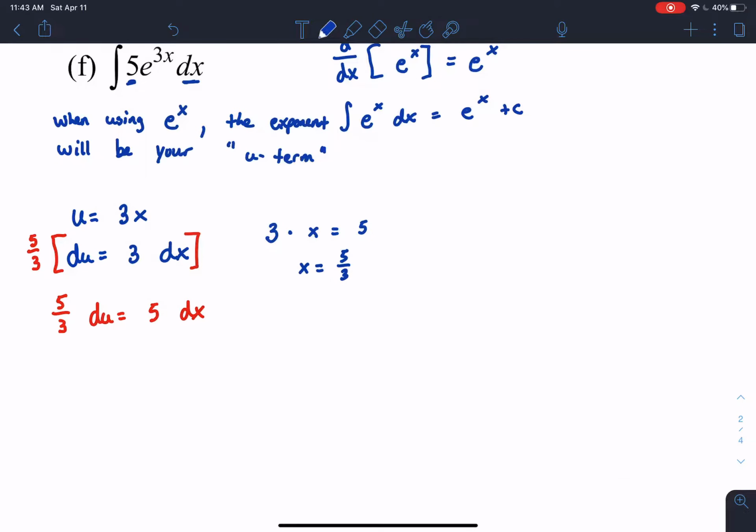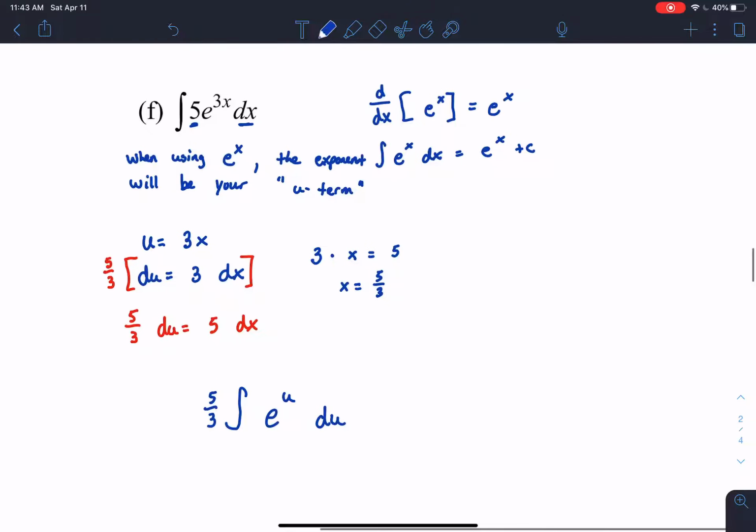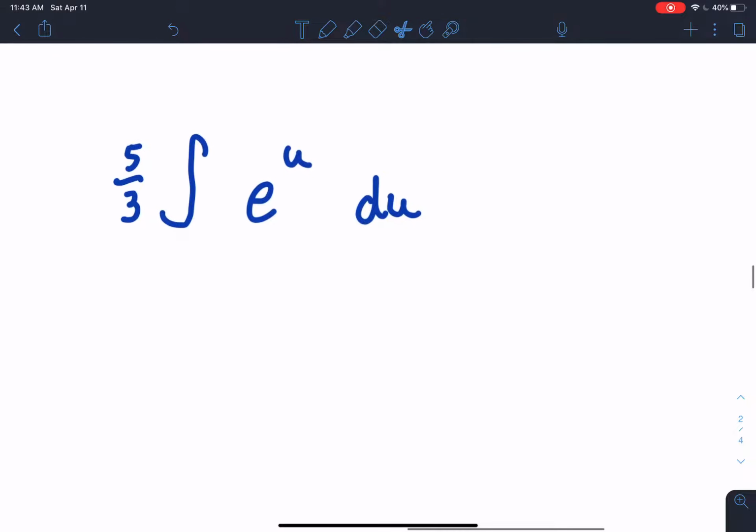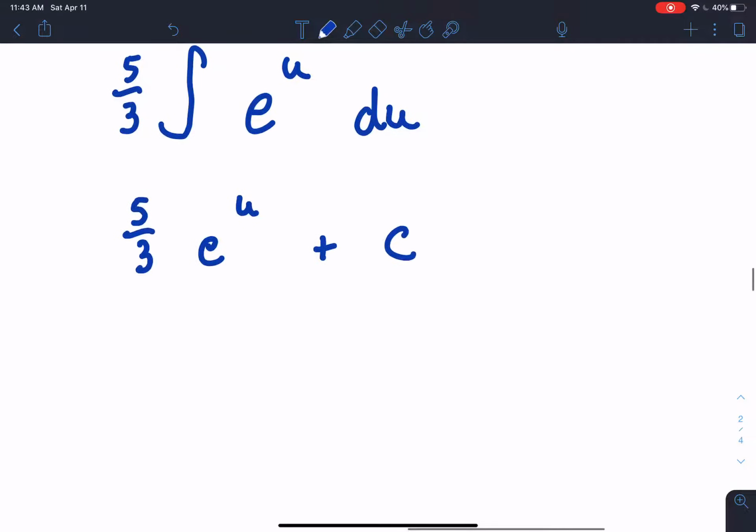So when you rewrite your problem now, you can put the 5/3 out front, and then instead of 5 e to the 3x dx, you just have e to the u du. Again, if you look at what we wrote at the beginning of the problem, the antiderivative of e to the x is literally just itself plus c. So that's what we're going to do again. You got 5/3 e to the u plus c, and then you just plug u back in. So 5/3 e to the 3x plus c.